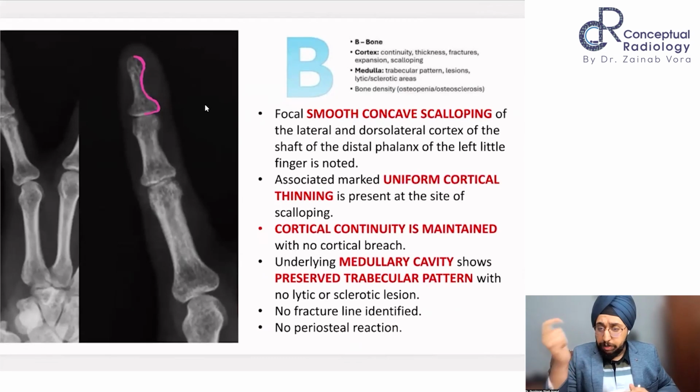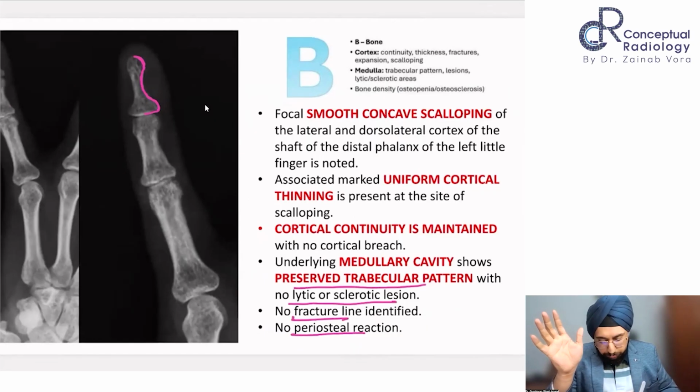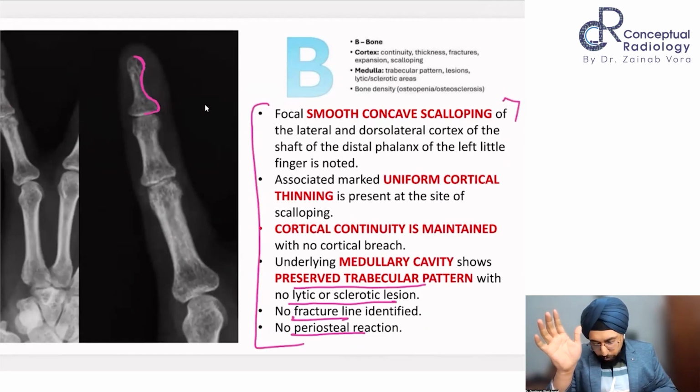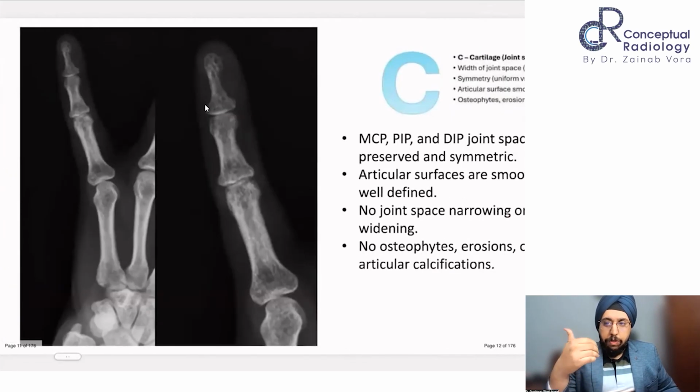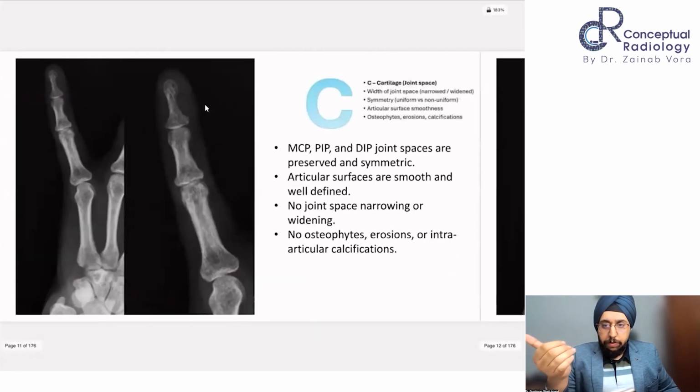And very important, the underlying medullary cavity shows preserved trabecular pattern with no evidence of any intramedullary lytic or sclerotic lesion. No fracture line where we are able to identify, and there is no periosteal reaction. Okay, so all these wordings I want to be there in your report. Okay. Next, joint space. Obviously, it's normal. Okay. No joint space widening, narrowing, no osteophytes. So there is nothing, no features of any arthritis here.